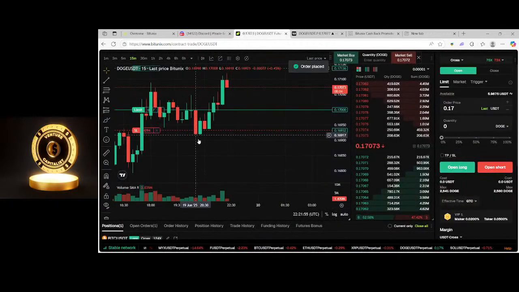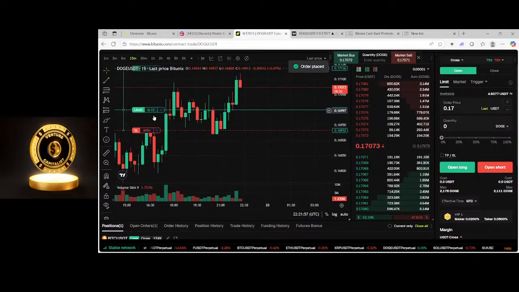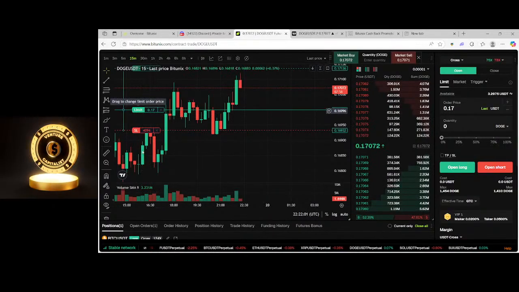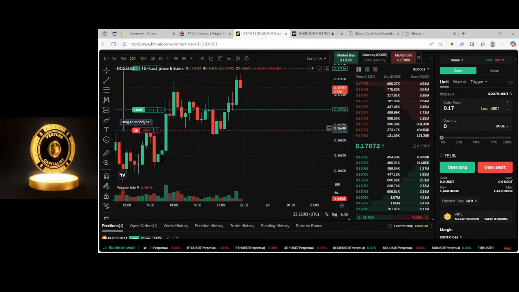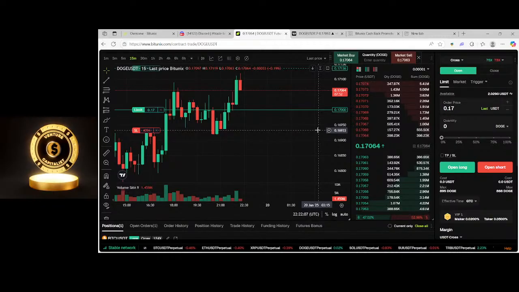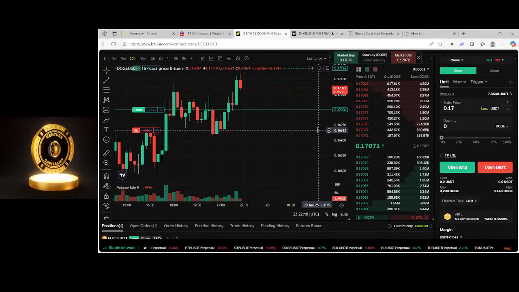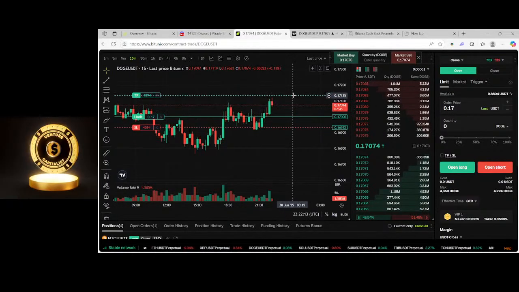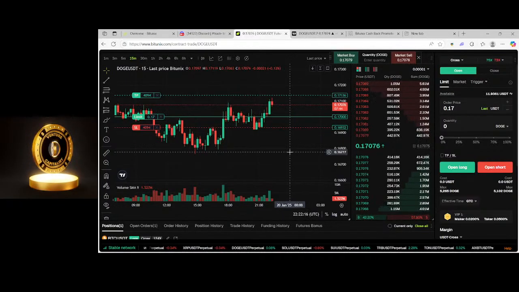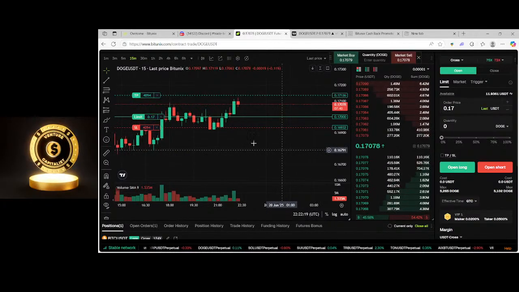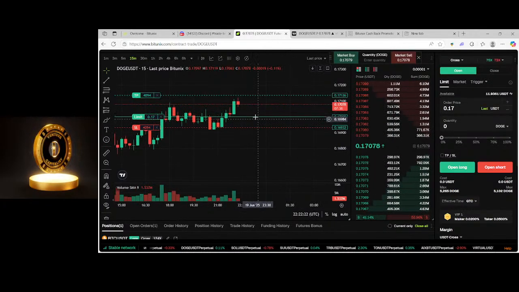Okay, so now you can see that my limit order auto-populated on the chart, and it's at 17 cents. The stop loss would be at 16.93, which would be the 30%, and then my take profit should be up above here at 17.13. So all that matters now is that during this pullback here, we can get down to that 17 cents.